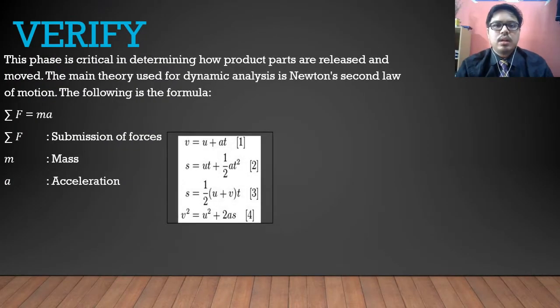Last but not least, the last methodology is verify. This phase is critical in determining how product parts are released and moved. The main theory used for dynamic analysis is Newton's second law of motion. The formula is F equals ma. This formula is used to investigate the kinematic motion of the product as it moves from the inventory box and funnel to the assembly line. This calculation can also be used to compute the inventory system cycle time. For stamping, the formula will be used to calculate the force needed to move the stamp when the product reaches the stamping process line.